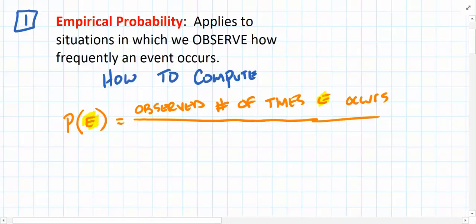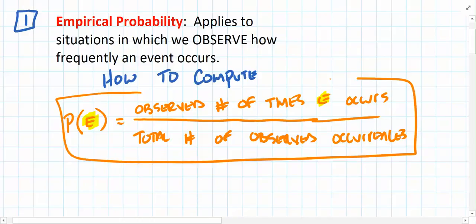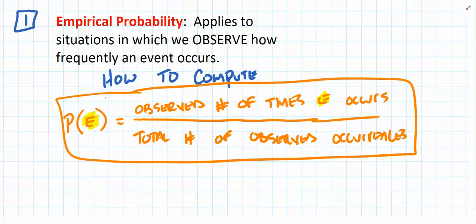So we look at the observed number of times that thing happens, and we divide that by the total number of observed occurrences. This is what we do to compute an empirical probability based on things that we observe. So we take the observed number of times that E occurs, divide by the total number of observed occurrences.